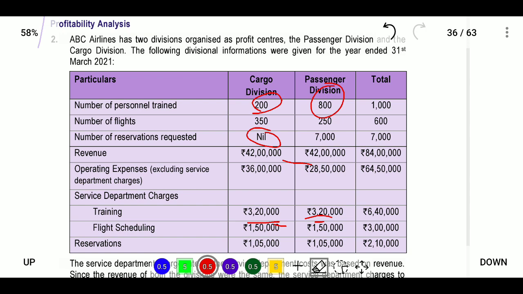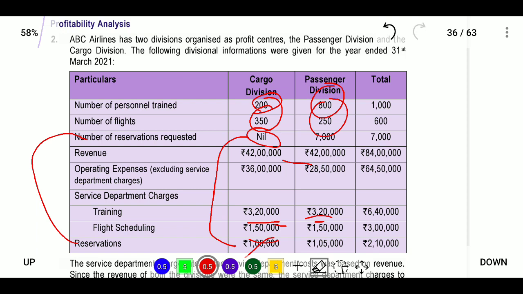And freight scheduling: 1 lakh 50 and 1 lakh 50. Here also the freight scheduling cost is charged equally, but the number of flights was different. Next, reservations: 1 lakh 5000 here and 1 lakh 5000 here. But there is no reservation for cargo, so why are they charging cargo? It is wrong. We will charge the amount only to the passenger division. That total of 2 lakh 10 thousand will be charged to the passenger division.